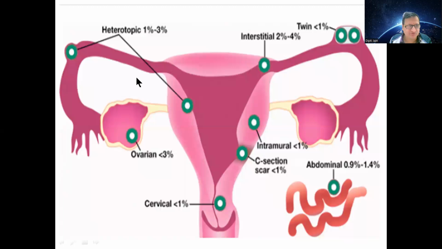So these are the different sites. It may be cervical, it may be intramural also, interstitial, or the most common is the tubal ampullary portion of the tube. It may be ovarian also and cervical also, which are rare. It may be abdominal and it may be heterotopic also, where the intrauterine as well as the ectopic pregnancy is present simultaneously.